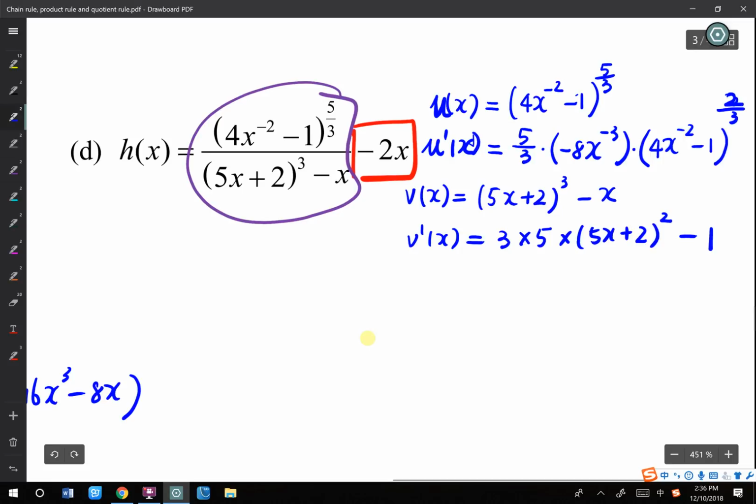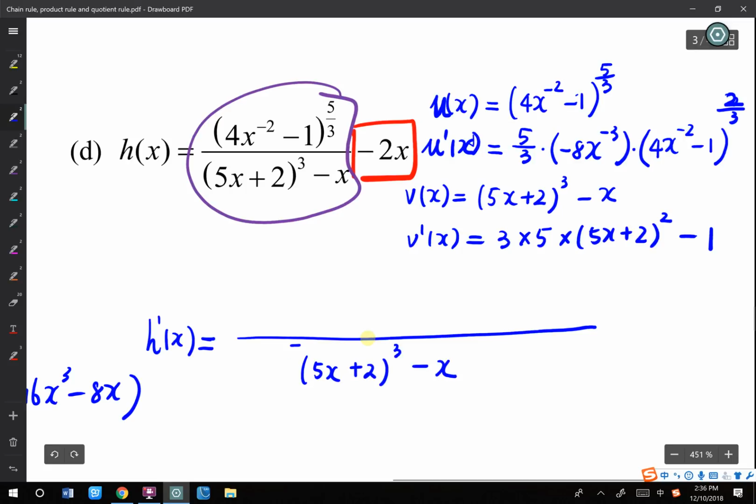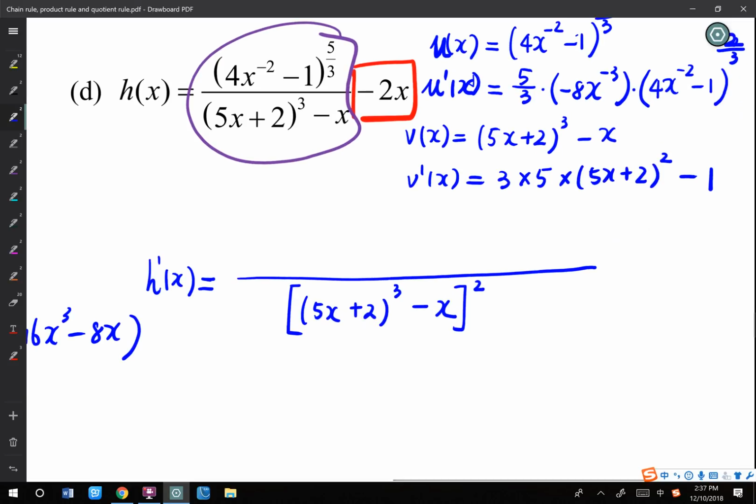So if we think about the derivative h dash x equals, okay, I have a long fraction. We have v(x) squared at the bottom. So v(x) is this. v(x) squared is just squaring that. Okay, just square that. When you square that, because I times one v(x) on the bottom, the next thing I should have on top is the v(x).